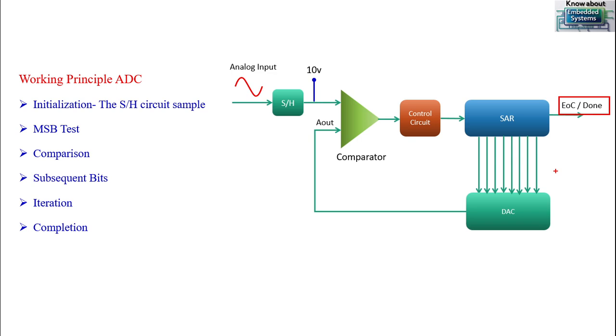Once all iterations are completed, the SAR will produce the digital data in the form of binary, something like this. Finally, the SAR will store it in a register called the ADC data register. This is how an internal ADC, especially a SAR ADC, will work. The important things I have explained in this block diagram. I hope this is clear to all.